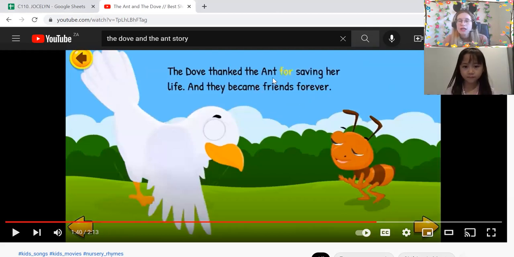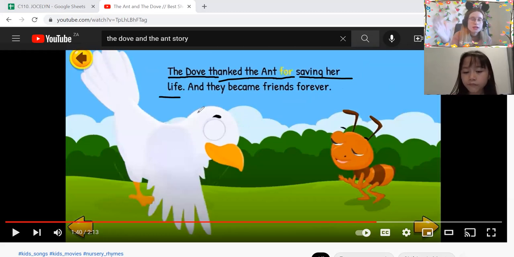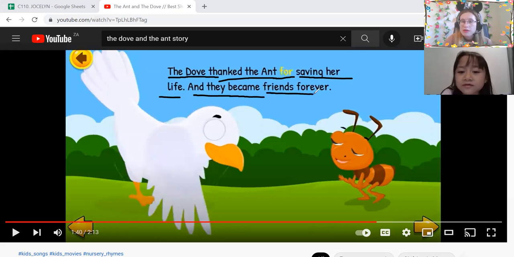Okay, the dove thanked the ant for saving her life. The dove thanked the ant for saving her life, and they became friends forever. Much better.